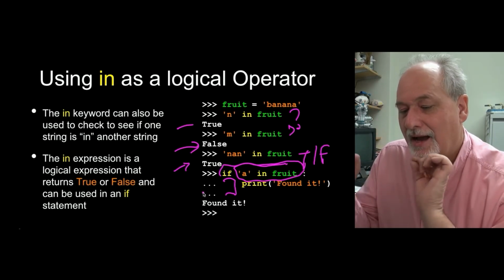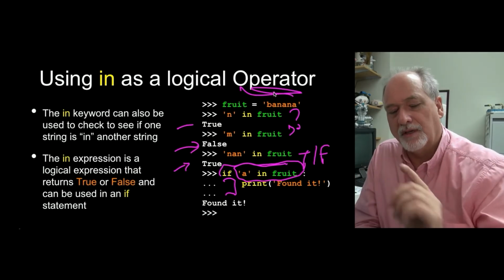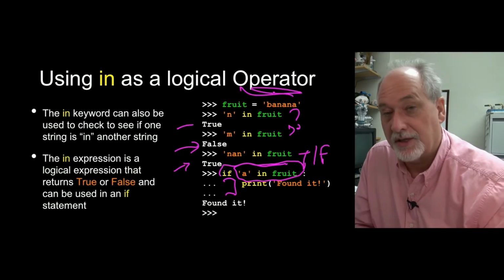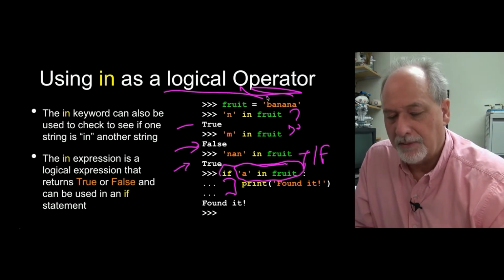So in is an operator in this particular situation. In a for loop, in means something different. And we'll use in for other things as operators, as logical operators, coming up in a bit.